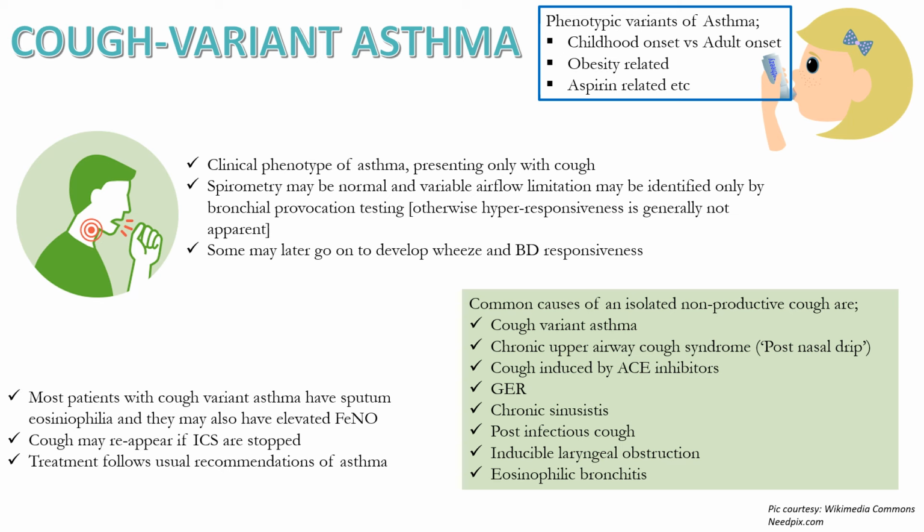Then, how do we say that the cough is due to asthma and not otherwise? What distinguishes these patients from other differential diagnoses of non-productive cough is that most of these patients have sputum eosinophilia, and they may also have elevated fractional excretion of nitric oxide. What is this? We will be seeing later. You need to give inhaled corticosteroids to these patients, and the cough may reappear if inhaled corticosteroids are stopped, which is also in retrospect a proof of the diagnosis of cough variant asthma. The treatment follows the usual recommendations for management of asthma in children.